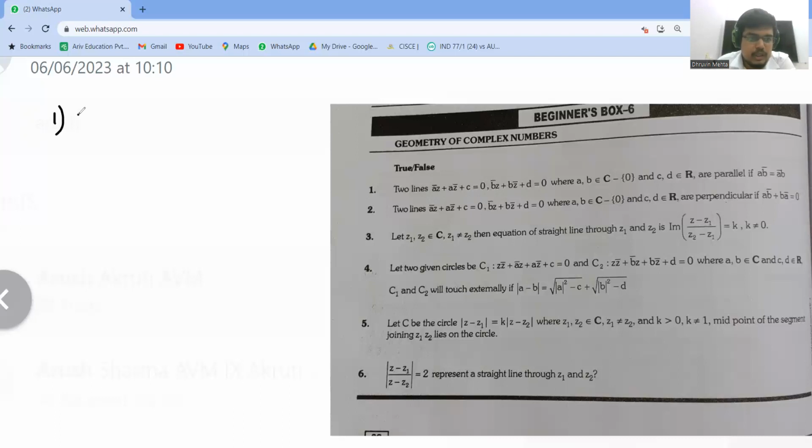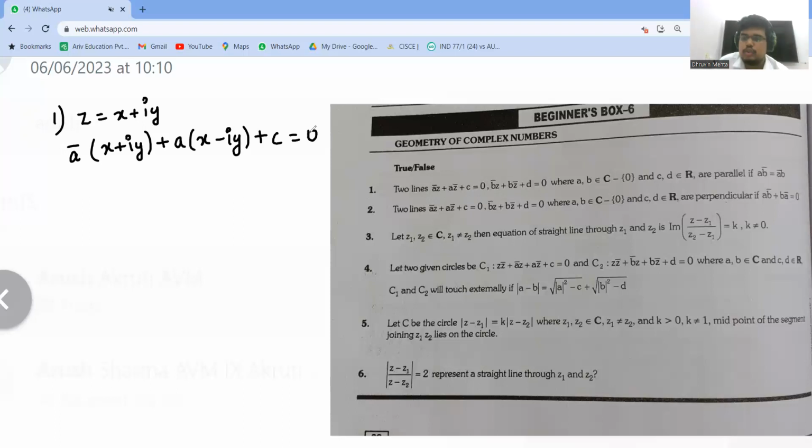यहाँ पे एक assumption लेते हैं आरुष, let z is equal to x plus iy. So a bar into z है तो z is x plus iy, प्लस a into z bar है, z bar is x minus iy, plus c equal to 0.